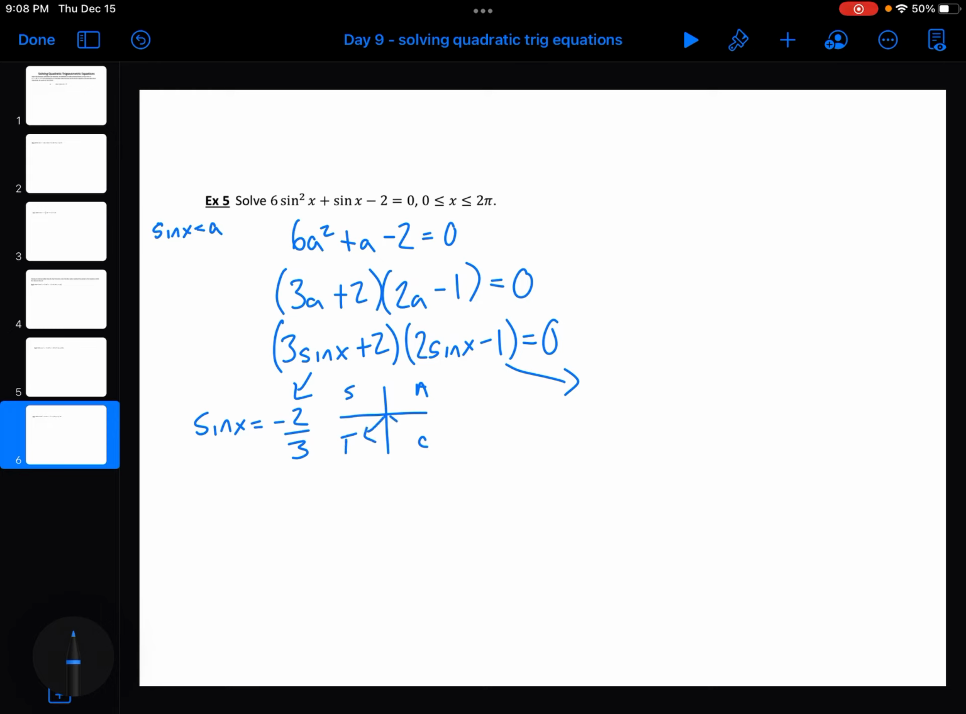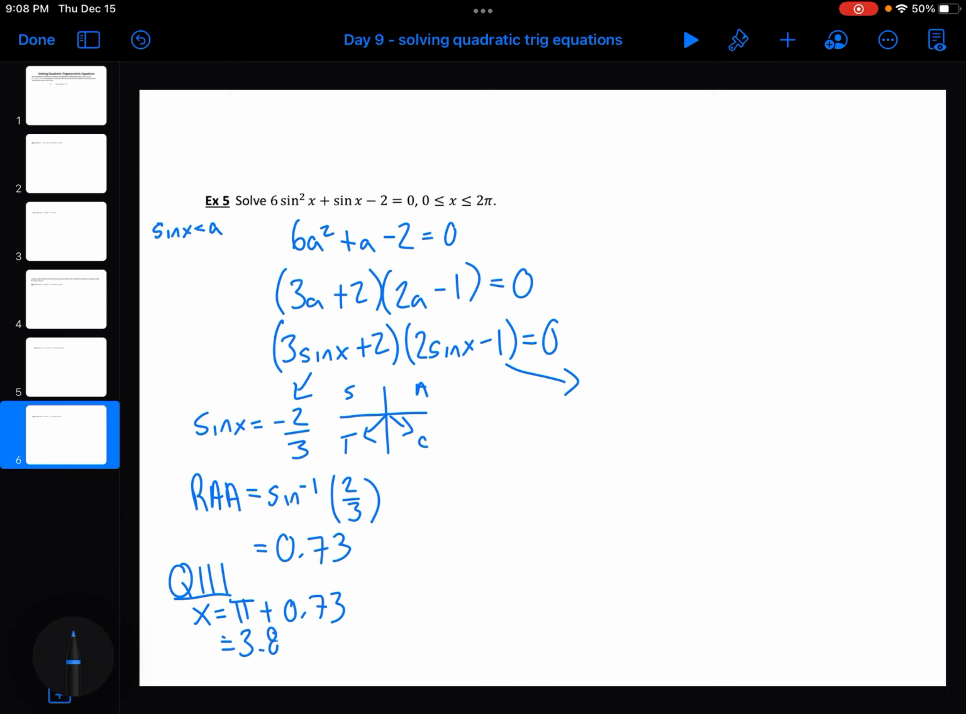And then in quadrant 3, I'm going to do x equals pi plus 0.73, which is about 3.87. And in quadrant 4, we'll have x equals 2 pi minus 0.73, and that's going to be about 5.55.